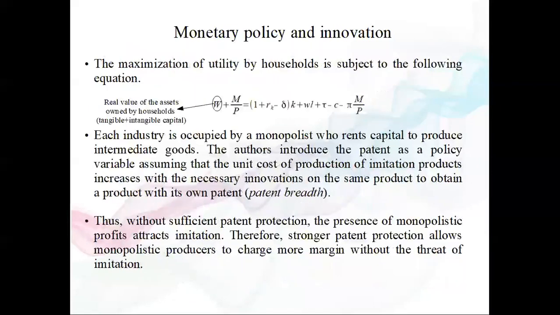We have the maximization of utility by households in an equation that is really similar to one that we have seen. Each industry is occupied by a monopolist who rents capital to produce intermediate goods. The authors introduced the patent as a policy variable, assuming that the unit cost of production of imitation products increases with the necessary innovation on the same product to obtain a product with its own patent.